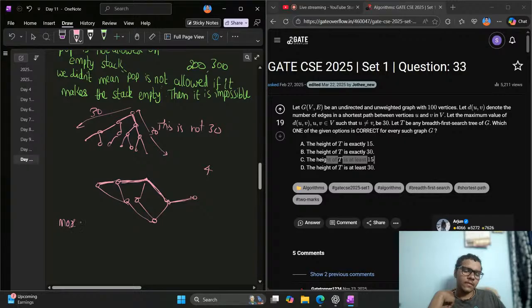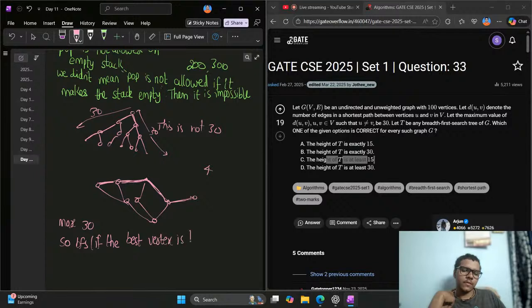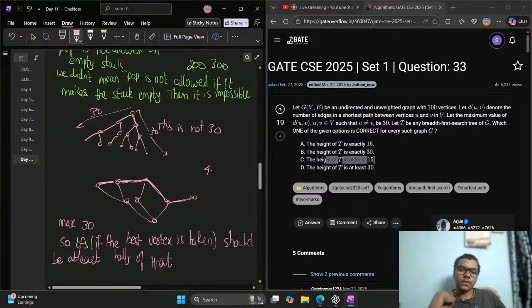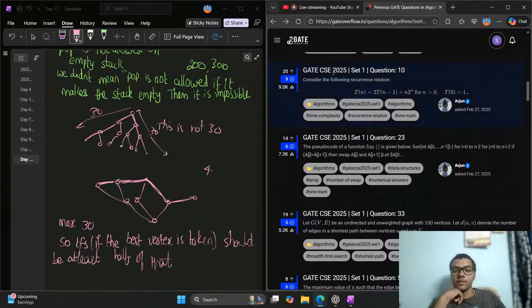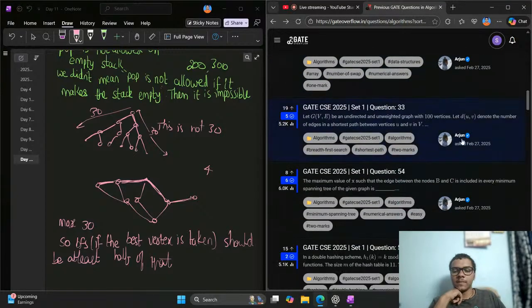Max 30. So BFS, if the best vertex is taken, should be at least half of that, and that is a 2 mark question. So the analysis really pays off.